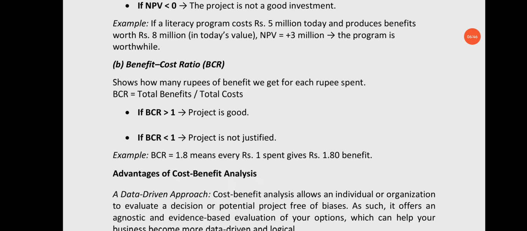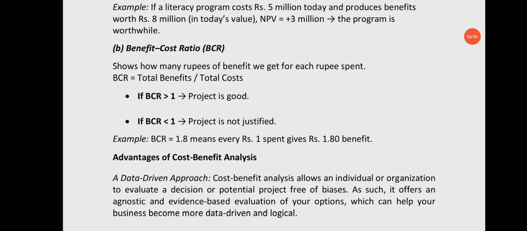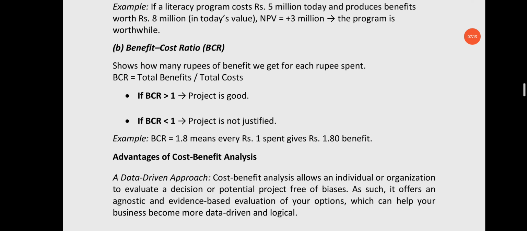Benefit cost ratio, BCR, shows how many rupees of benefit we get for each rupee spent. If BCR is greater than 1, the project is good. If BCR is lesser than 1, the project is not justified. For example, a benefit cost ratio equal to 1.8 means every 1 rupee spent gives 1.80 rupees of benefit.